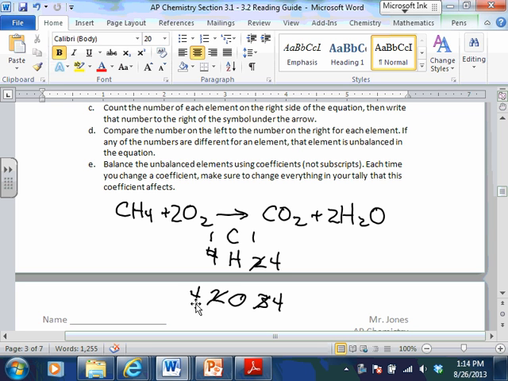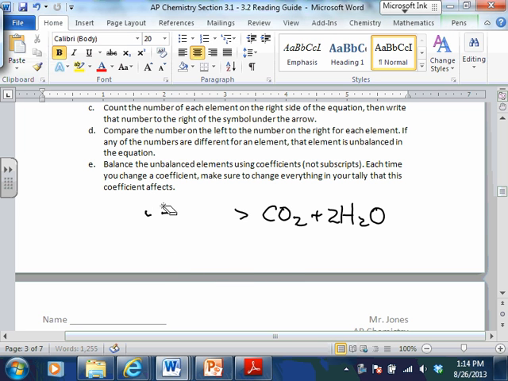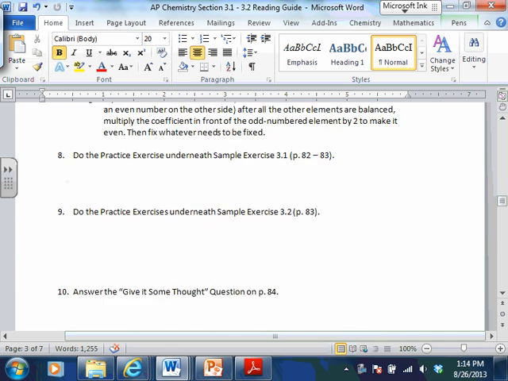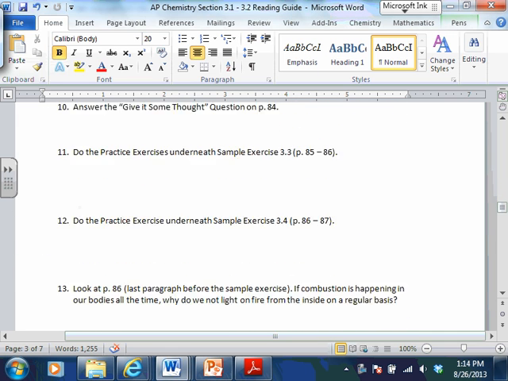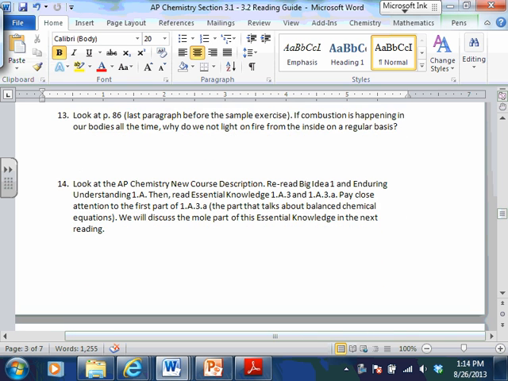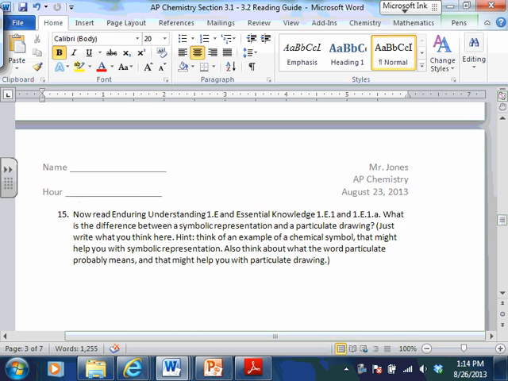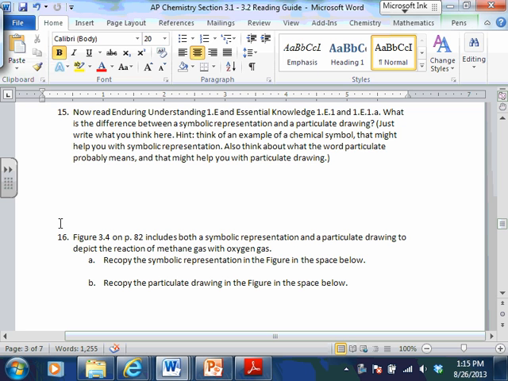You guys remember that whole process? I mean, it's pretty simple, so I don't think we need to belabor that point too much. So this is just some practice with balancing. The AP Chemistry new course description. I don't know that there's anything real special here that we need to talk about.